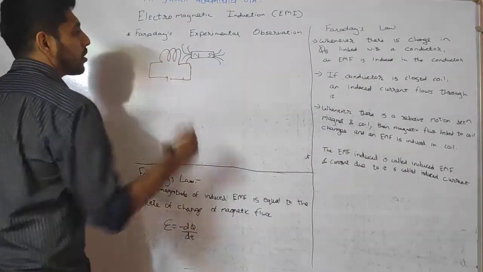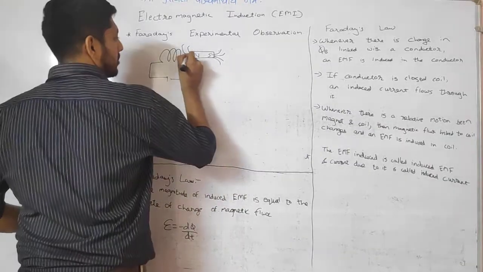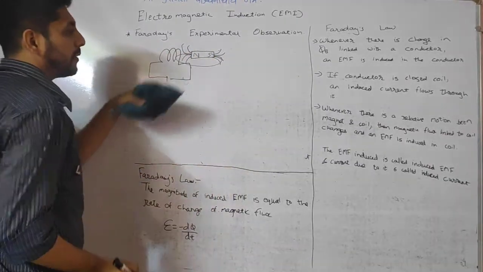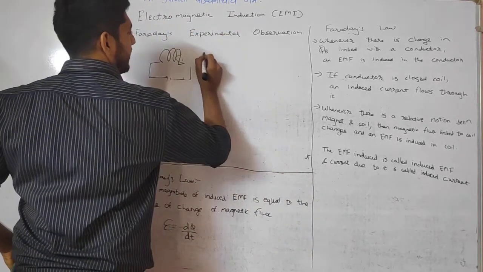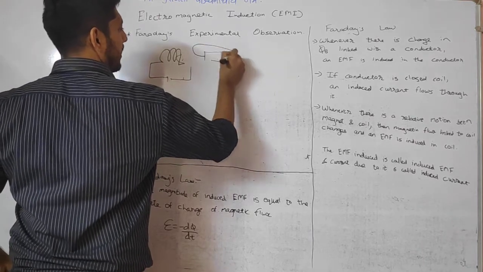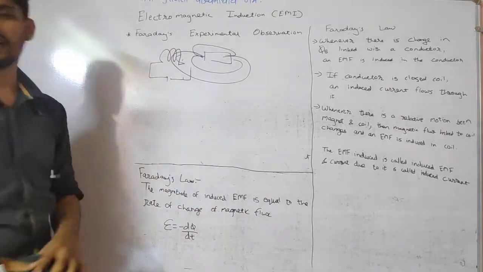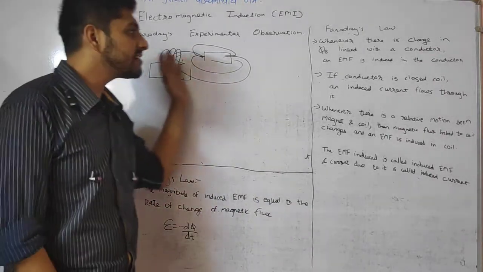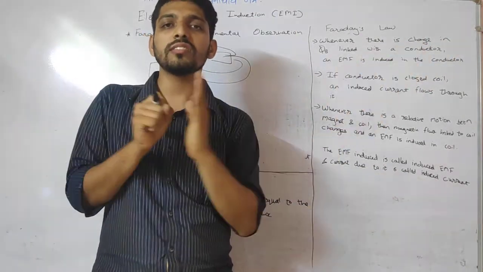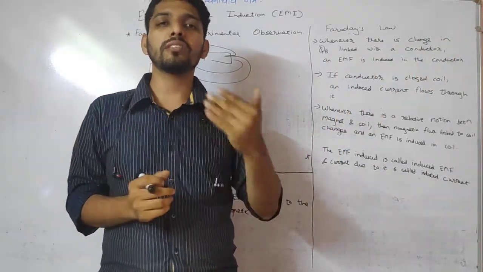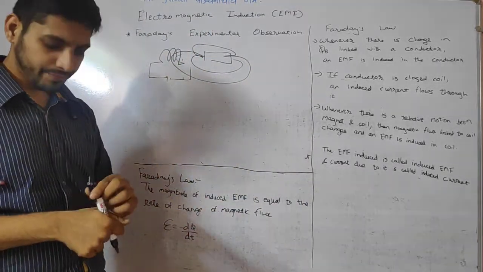So what will happen here: as I take this a little farther from here, suppose there are many lines which are linked, and now if I take this away, the number of field lines that are interacting will decrease. Suppose only one field line is interacting, which means that if I keep changing the relative distance between the coil and the magnet, then the flux that is linked with the coil changes. I hope this is very clear to you.